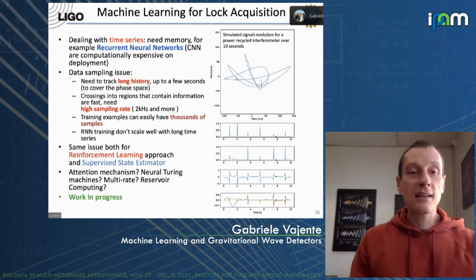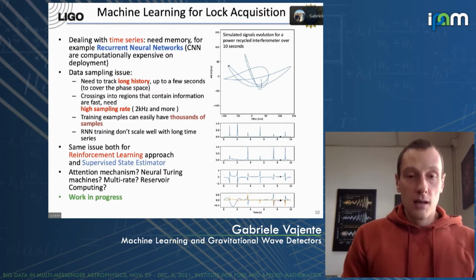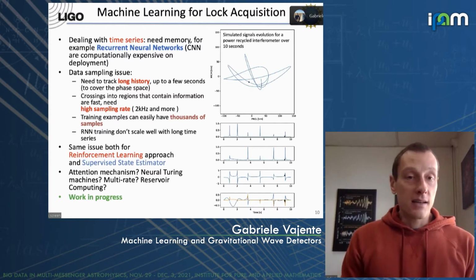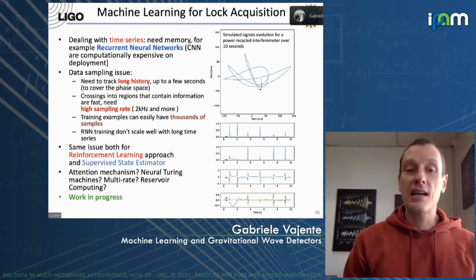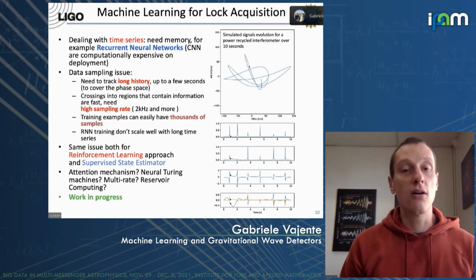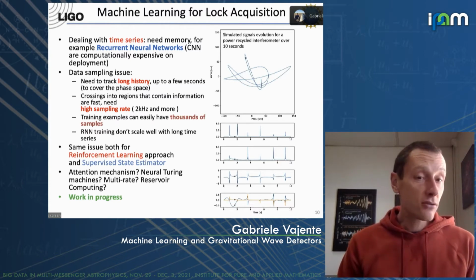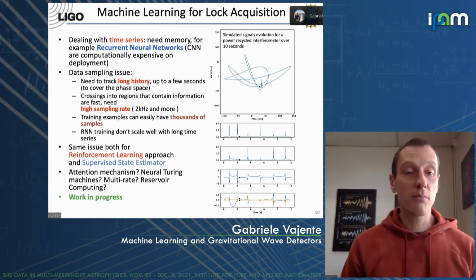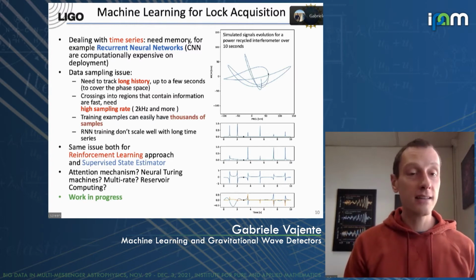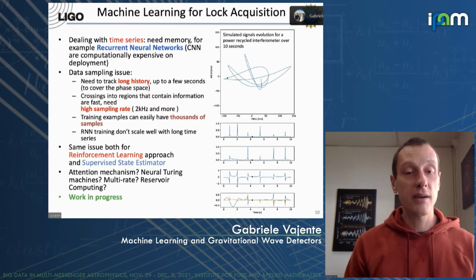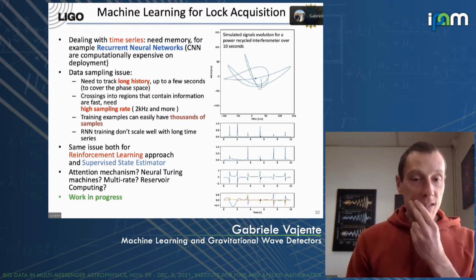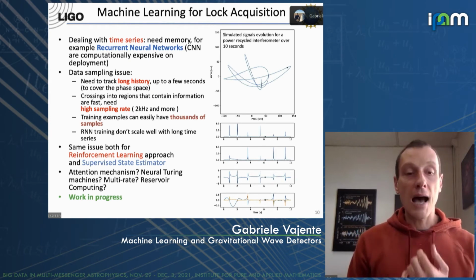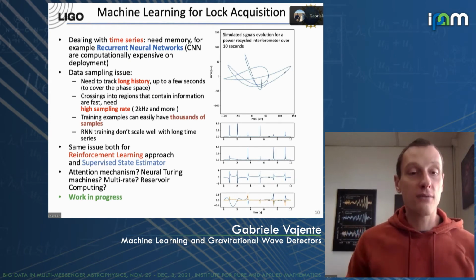So the standard for dealing with time series is recurrent neural network, and they're well known to not scale very well to such long time series. And the same issue, of course, is true if you want to apply some sort of recurrent neural network, either to a reinforcement learning approach or to this supervised state estimator approach. So this is still work in progress because we haven't really found a good way around this.